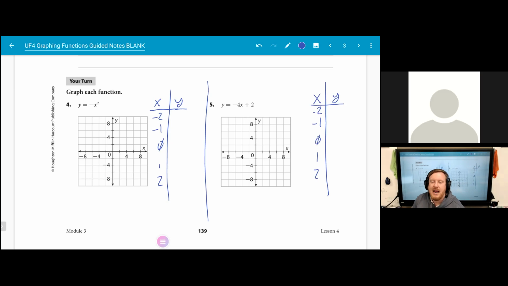Go ahead and try it. I'm going to do the examples with you when you come back, but go ahead and give it a shot. Plot your points and draw your shapes based on those points. Go ahead.